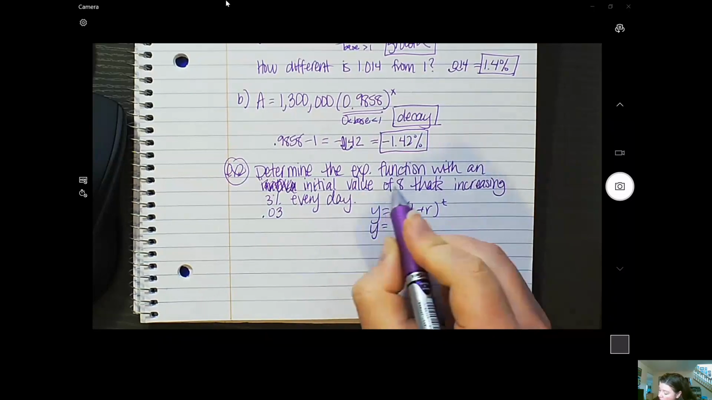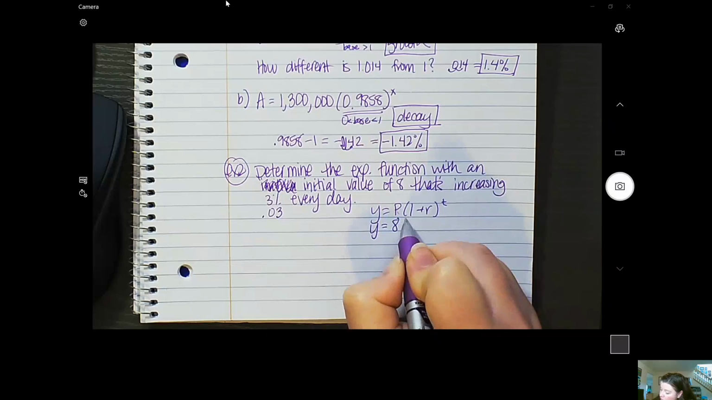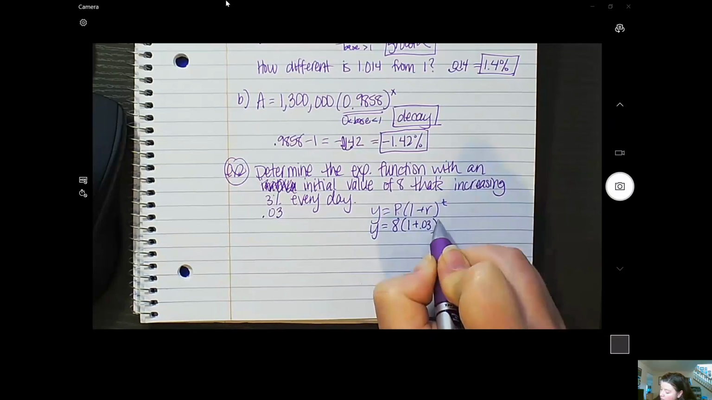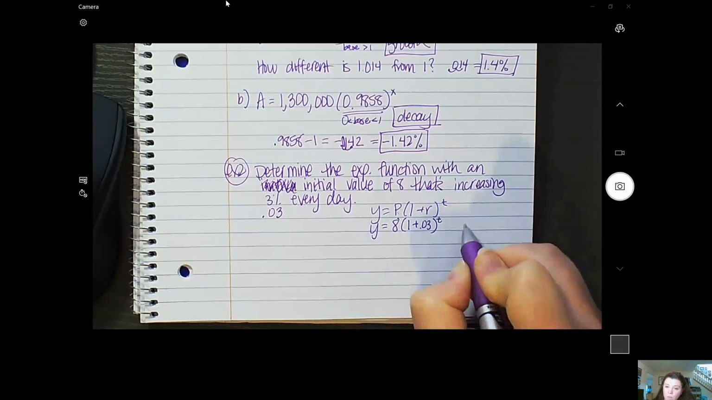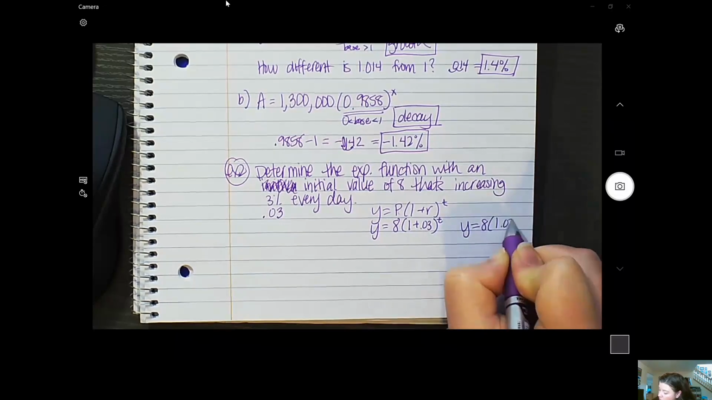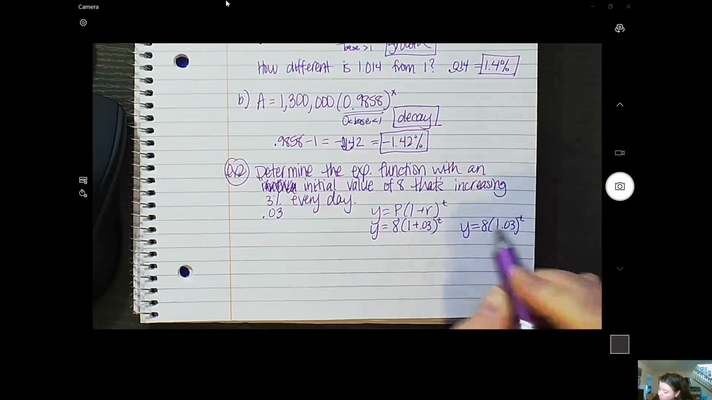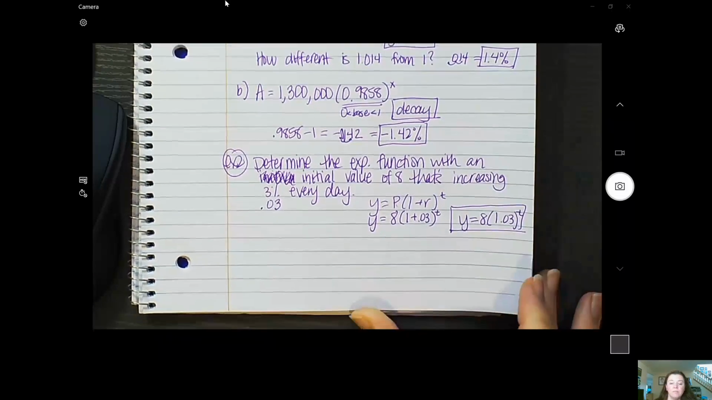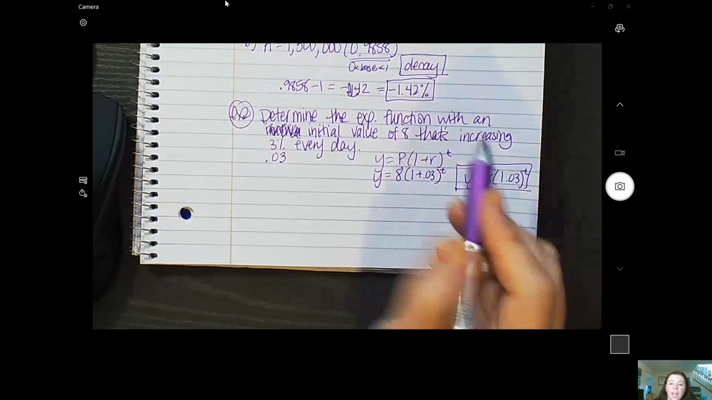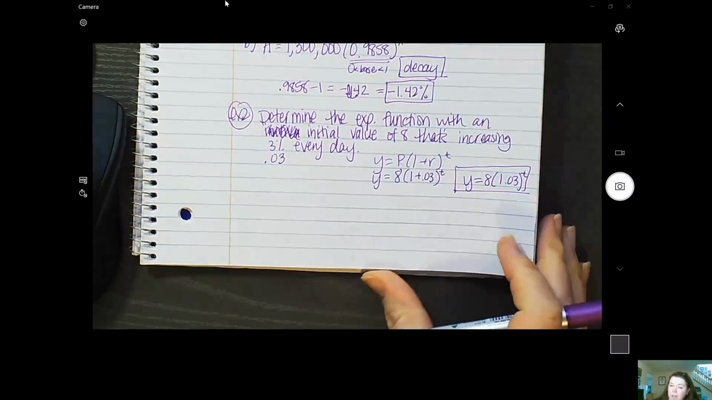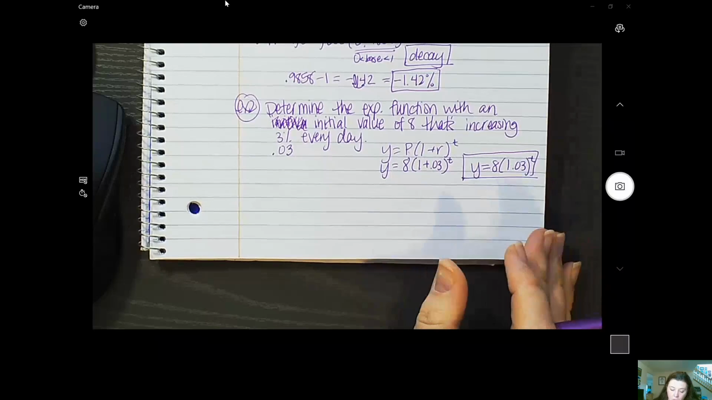So it says initial value of 8, that goes right here. And then inside 1 plus 0.03, and it's to the t. So I would write y equals 8 times 1.03 to the t power. I don't need you to show me the step where you add or subtract. I assume that you know how to add and subtract numbers.